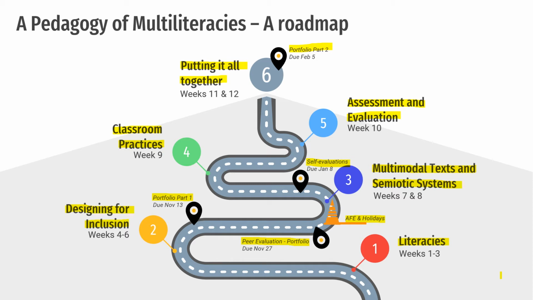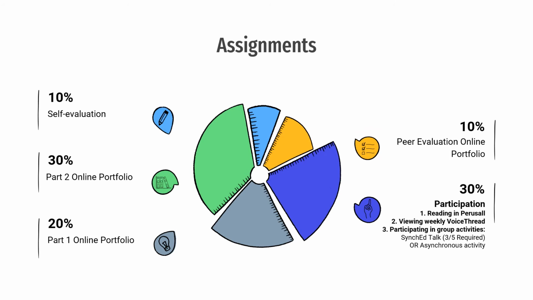And now I'm going to talk a little bit about the assignments that you have for the course. So these are the assignments, and this pie chart, not a very accurate pie chart in terms of sizes and percentages, but it gives you an idea of the big chunks of the evaluation and where they are. So the big chunks are going to be in the online portfolio right here. And the online portfolio has 2 parts.